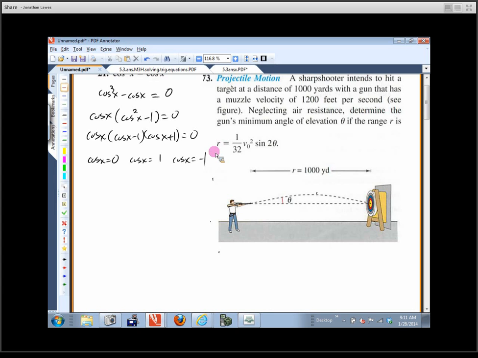Range. That's how far we are, right? Okay. Anybody know what V naught stands for? Initial velocity, how fast the bullet's going to begin with. And what does the theta represent? The angle.